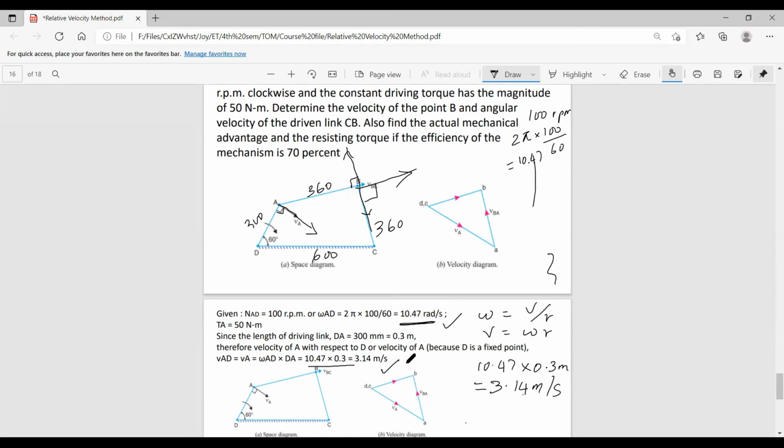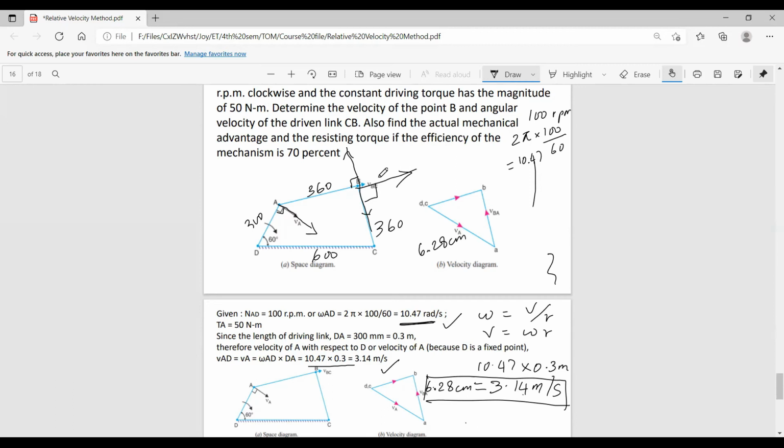Now I am going to apply this in the velocity diagram. According to the velocity diagram, say for example, I will take 3.14 meter per second as 6.28 centimeter. Say this is our scale factor. So my AD, this is our AD, is equal to 6.28 centimeter according to the scale I have taken.